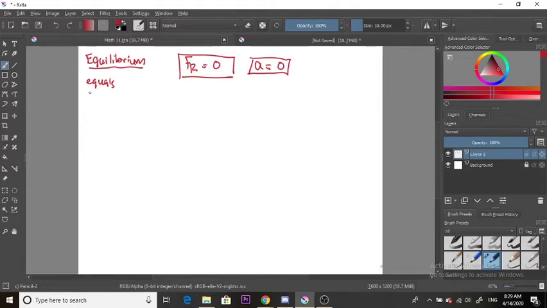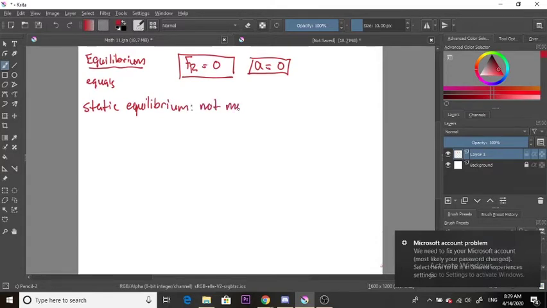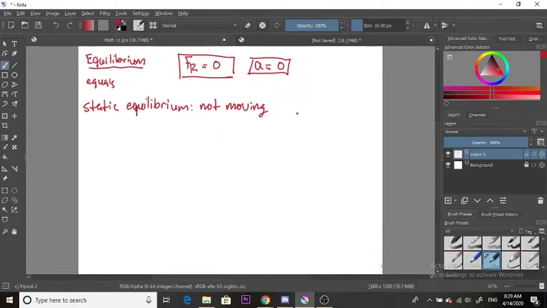Now there's two types of equilibrium. There is static equilibrium, and this happens when the object is not moving. So that's the easiest one to understand. We can see that when something is not moving, there are no forces causing it to move or to deform. There is no acceleration happening. It's stable, unmoving. It's in equilibrium.